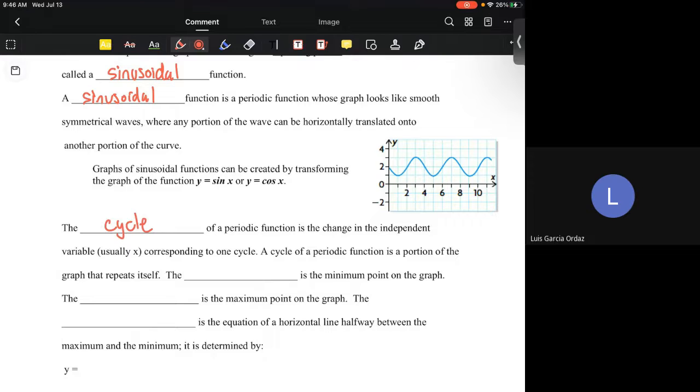So there is a high point and a low point. So the low point is the minimum on the graph, and the high point is the maximum point on the graph. So if you look at the graph over here, the number 3 would be my highest point, and the number 1 would be my low point.